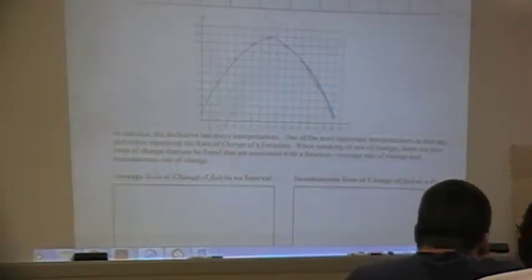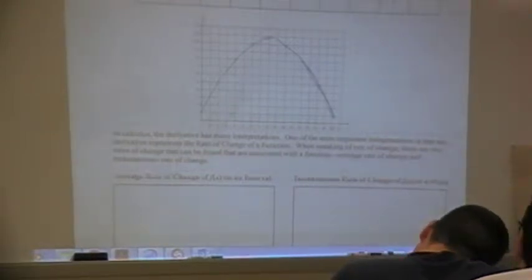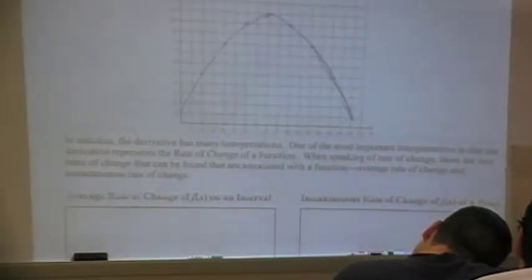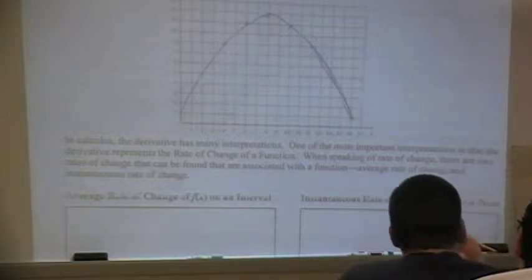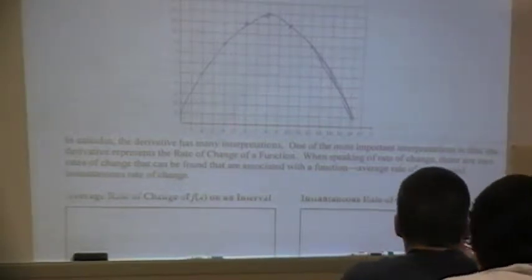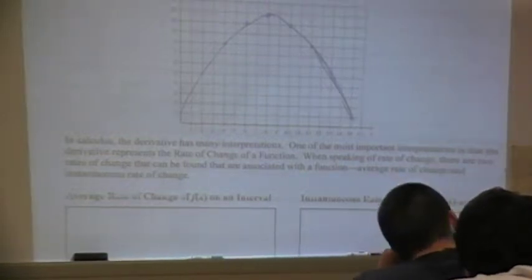Okay, so in calculus, the derivative has many interpretations. One of the most important interpretations is that the derivative is rate of change. We know that. We've said that a billion times. When speaking of rate of change, there are two rates of change that can be found that are associated with a function. What we call average rate of change and what we call instantaneous rate of change.